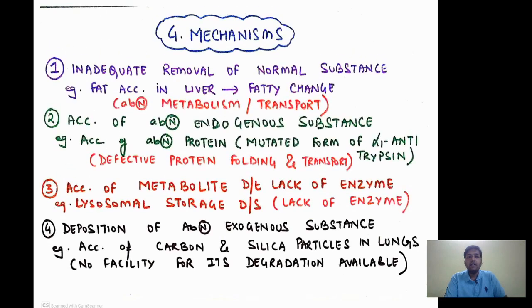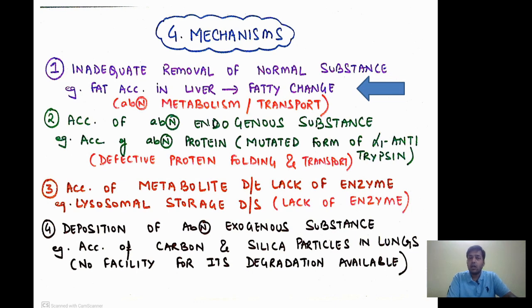Moving ahead, before we go into the individual accumulations of different things in our body, we are first going to see what is the basic mechanism of accumulation, why there is accumulation occurring in our cells. So there are four basic mechanisms. Number one, because of an inadequate removal of a normal substance. For example, fat is accumulating inside the liver and the condition is called a fatty liver or fatty change. Here there is an abnormal metabolism and transport.